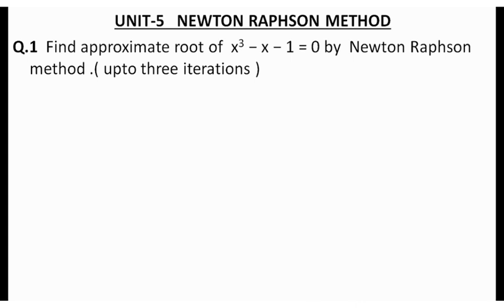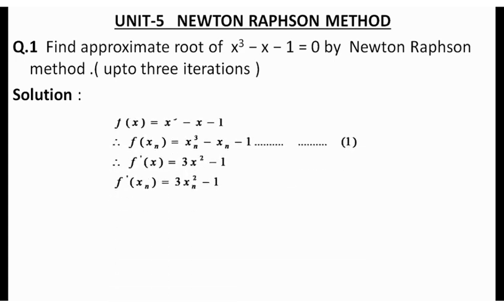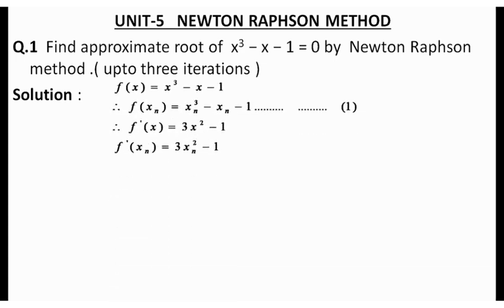Find approximate root of x cube minus x minus 1 is equal to 0 by Newton-Raphson method. We have to only find up to 3 iterations. So the solution is: consider f of x is equal to x cube minus x minus 1, which is the given equation in the question. Now replace x with xn and the equation becomes f of xn is equal to xn cube minus xn minus 1.